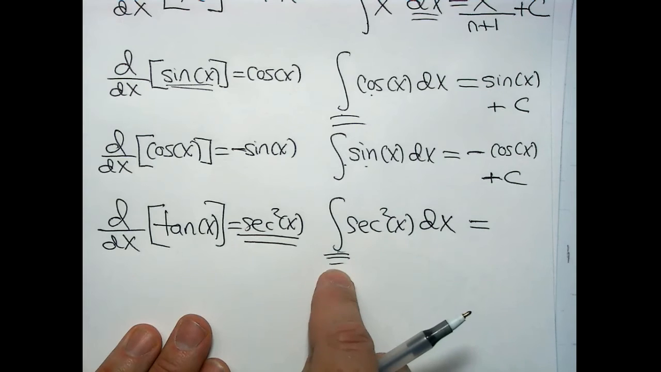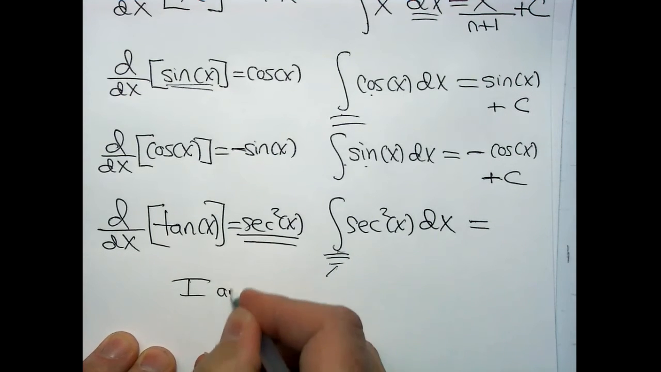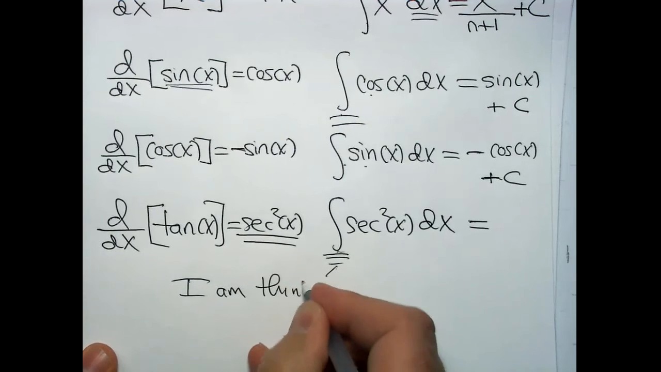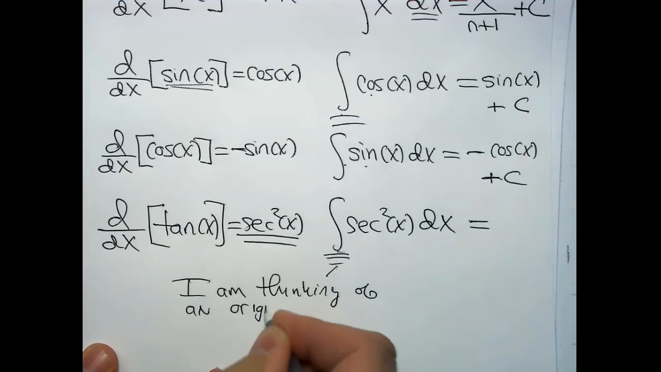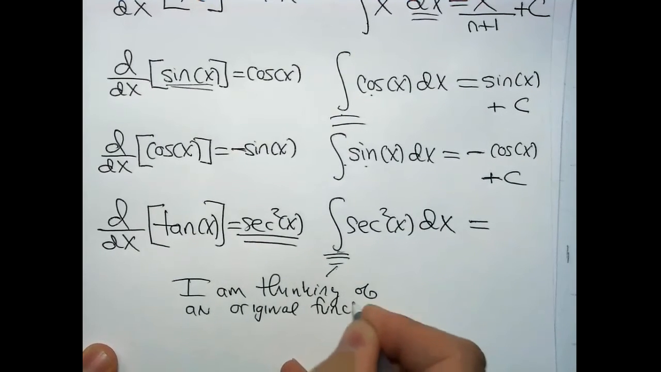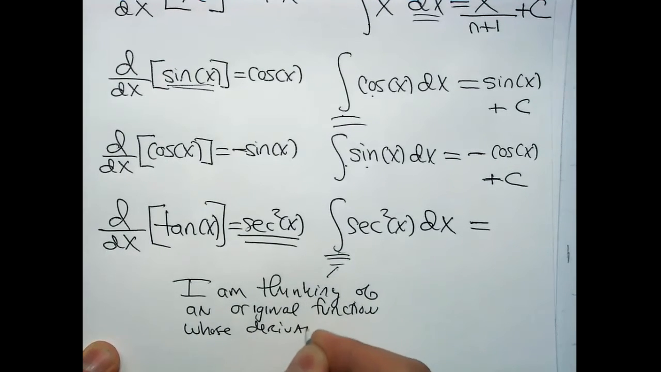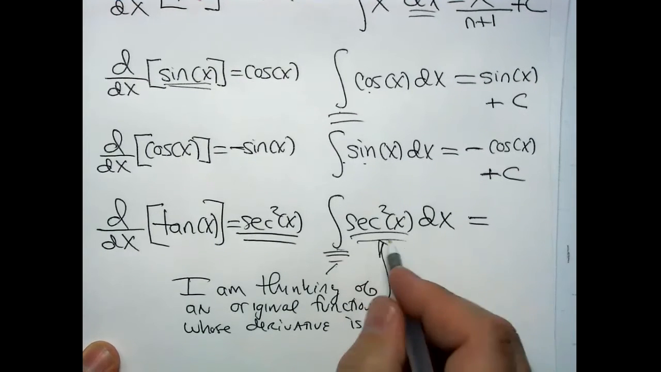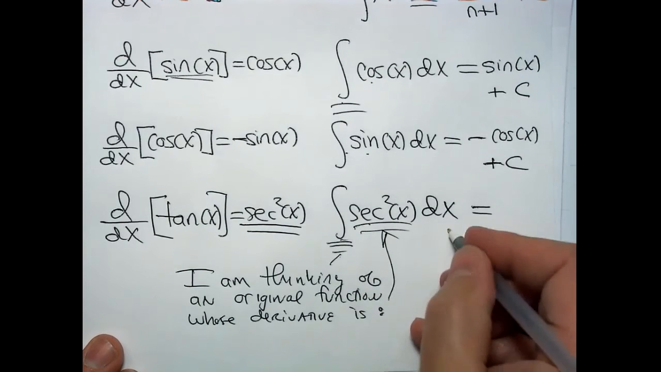Again, I interpret this in English to say the following. I am thinking of an original function whose derivative is. Let's write that out, because it's important to be able to apply that to a problem. I am thinking of some original function whose derivative is blank. Now it's easy to answer if you think about it. Whose derivative is secant squared? That's the real question. That answer is tangent.